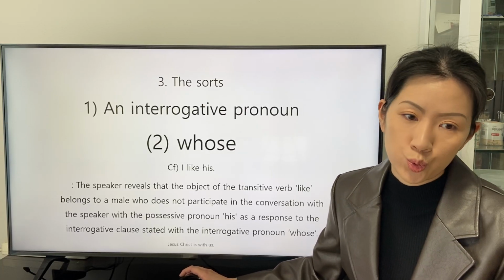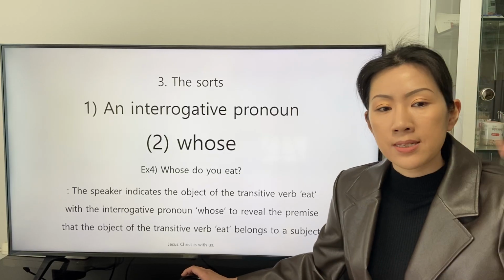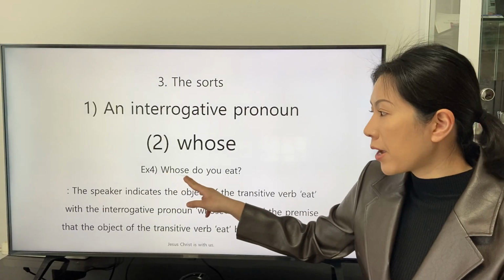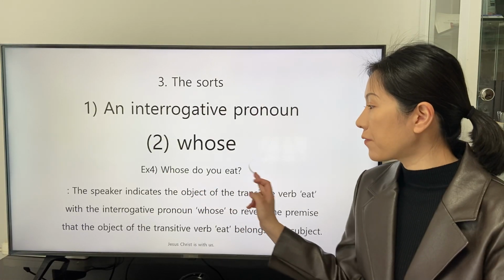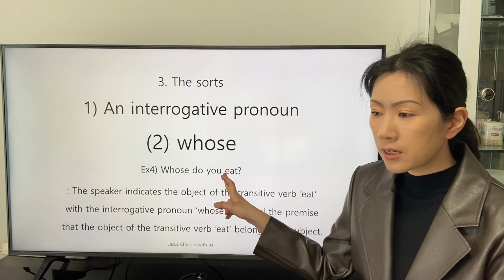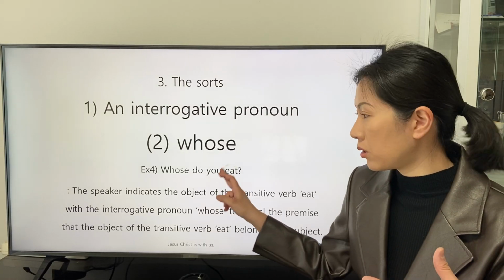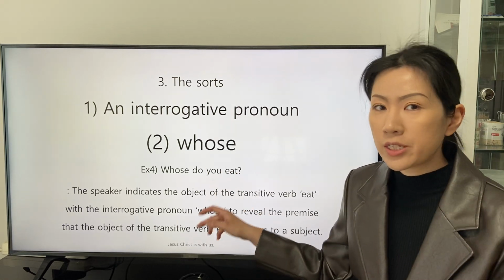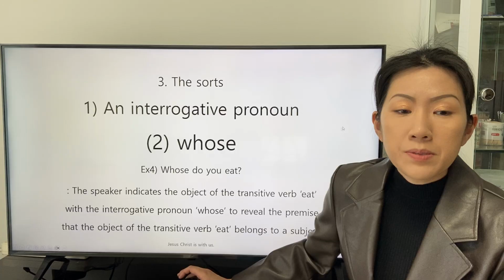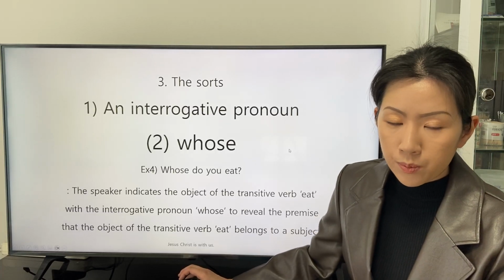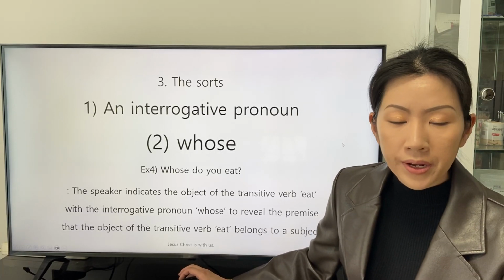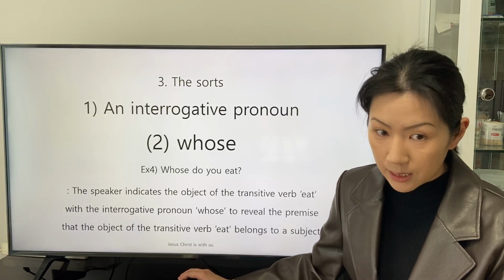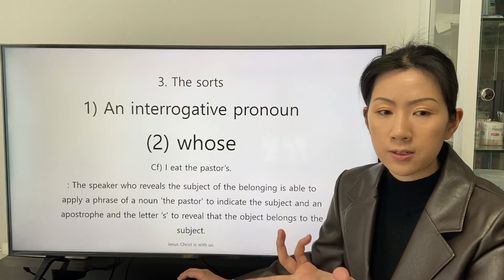The first example is this: Whose do you eat? In this clause, the interrogative pronoun whose indicates the object of the transitive verb eat, to receive the definition of the transitive verb eat from the subject, the listeners. The speaker indicates the object of the transitive verb eat with the interrogative pronoun whose to reveal the premise that the object of the transitive verb eat belongs to a subject.